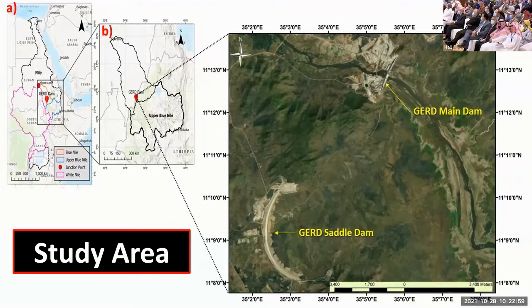This is the location of the area of interest that we are interested in. For most of the people who might not be aware, when we are talking about the GERD project, it's not made of only one dam. We are talking here about two structures. One of them is the concrete one on the top right-hand side, which we call the GERD main dam. And the other one is the GERD saddle dam, which is the rock-filled dam.